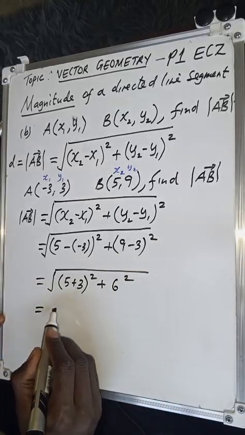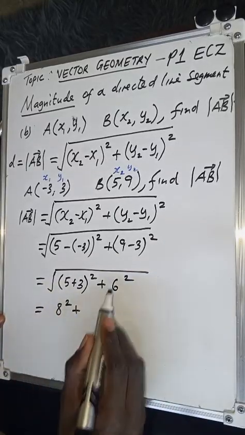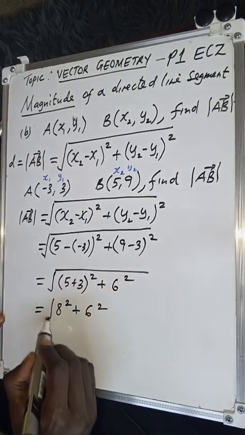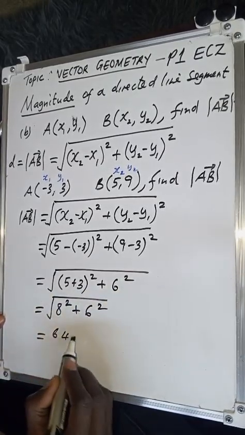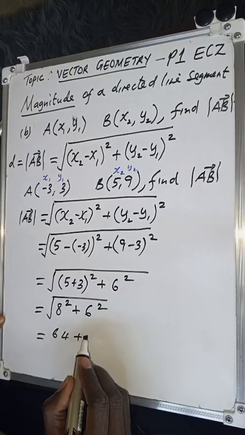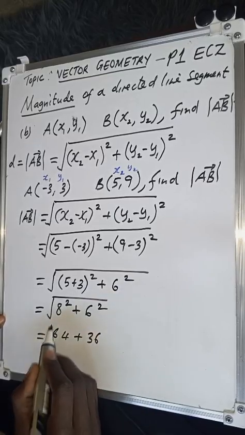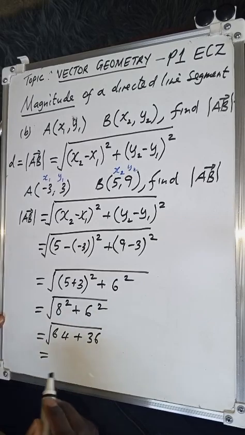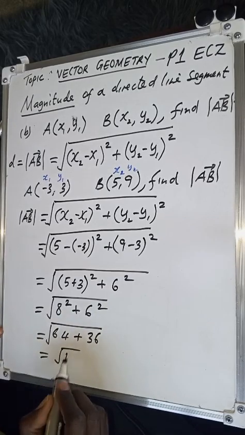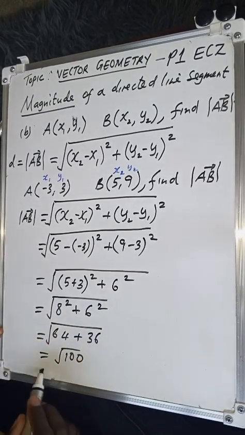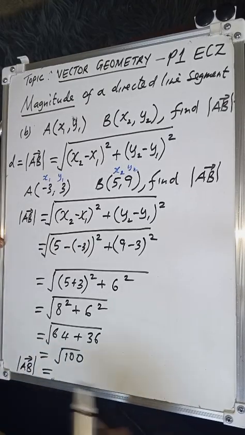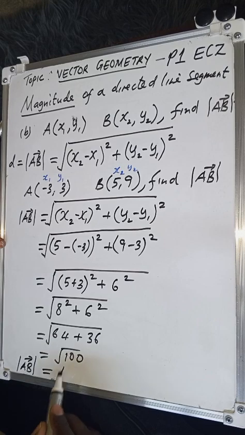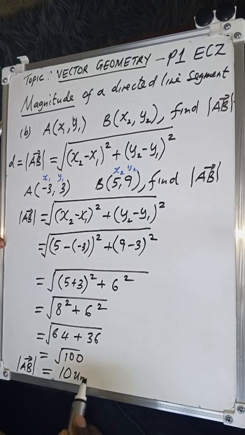So 5 plus 3 will give you 8 raised to the power 2. Remember, that is 6 raised to the power 2. So what will that give me? 8 raised to the power 2 is 64, plus 6 raised to the power 2 is 36. So what is 64 plus 36? Well, that gives us 100. Remember, no calculator. This is in paper 1 of the ECZ exam, so they don't require you to use a calculator. So what is the square root of 100? It is 10, and that will be units.